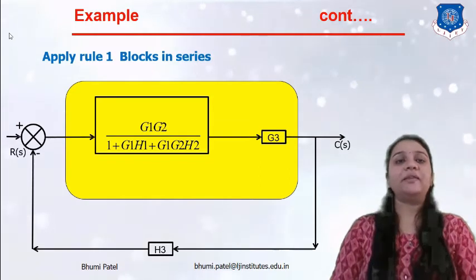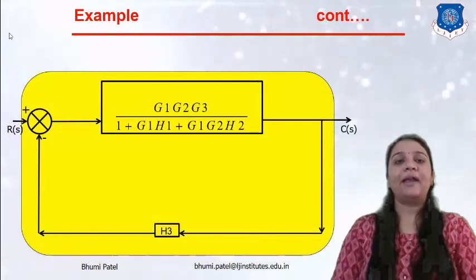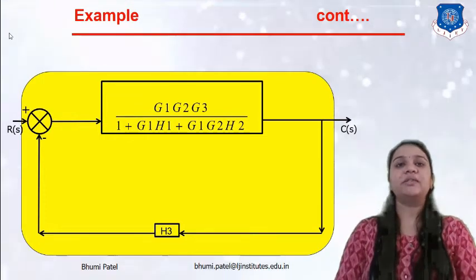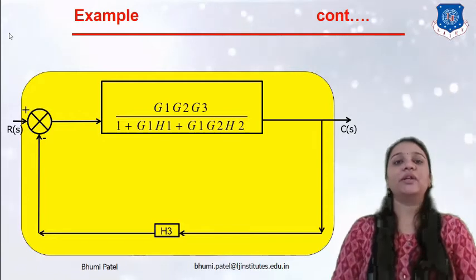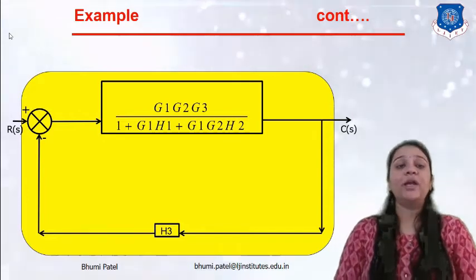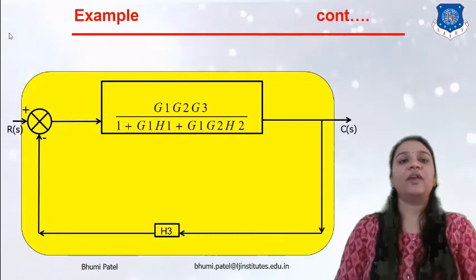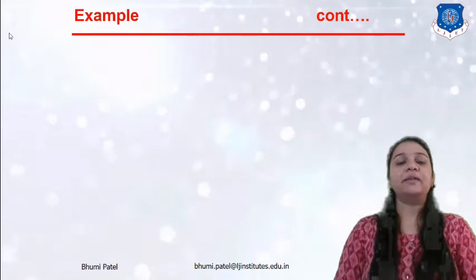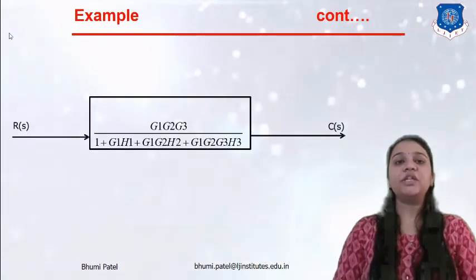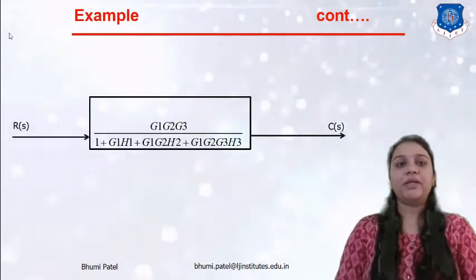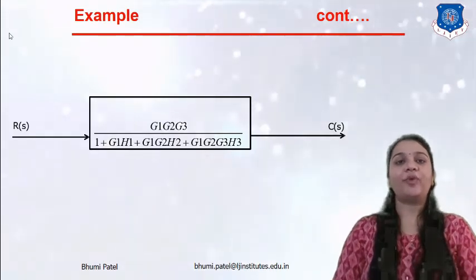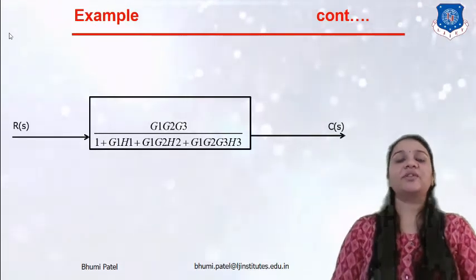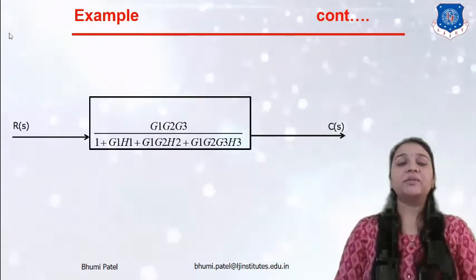So we can multiply this block and the answer is like that, G1 G2 G3 upon 1 plus G1 H1 plus G1 G2 H2. Now here you can see that the H3 feedback loop is connected with this block. So we can simply apply the elimination of the feedback loop and the answer is like that, G1 G2 G3 upon 1 plus G1 H1 plus G1 G2 H2 plus G1 G2 G3 H3.